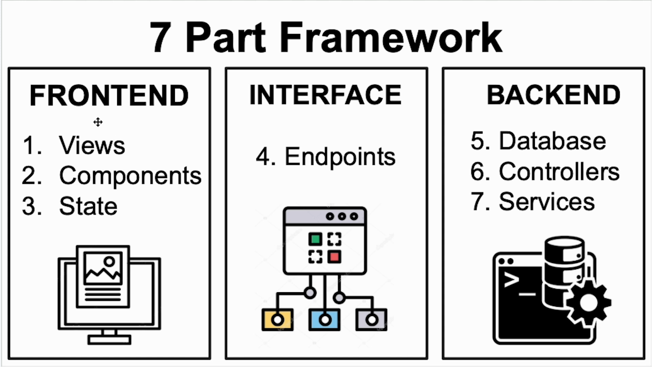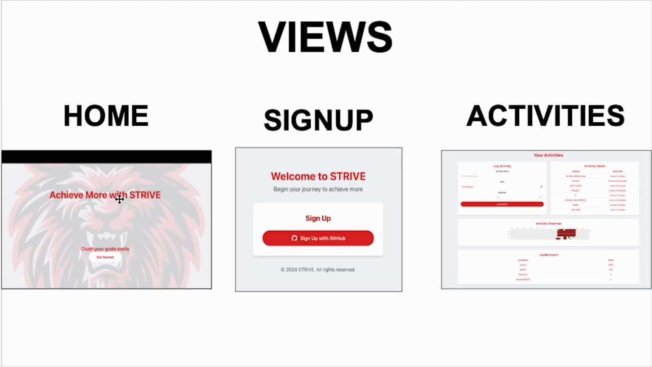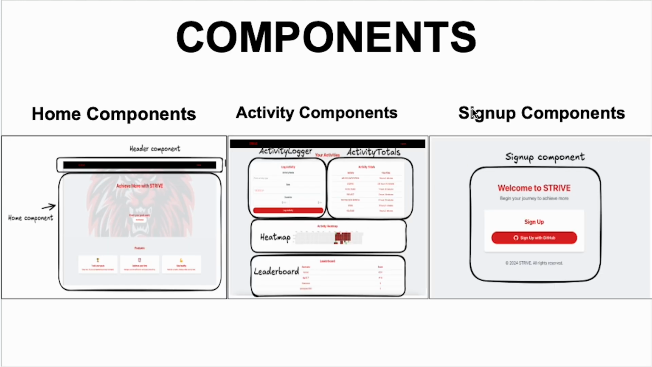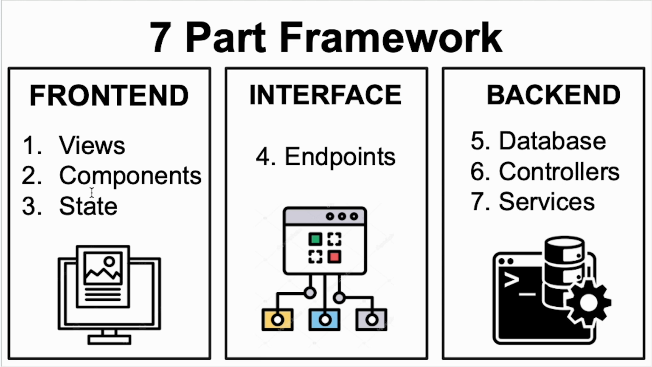Number 1 is views. Views are all the pages of the application. For example, in our application, we're going to have a home view, a sign up view, and an activities view. Second step is components. These are all the different parts inside of our pages. Here we have our home components, activity components, and sign up. Step 3 is state. This is going to be all the data we are displaying and modifying on the front end into our components.